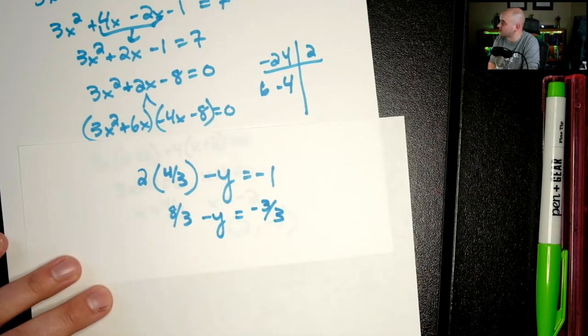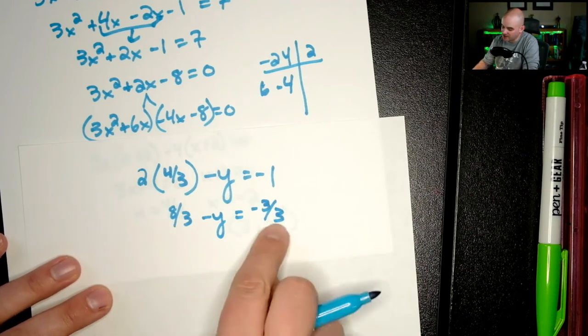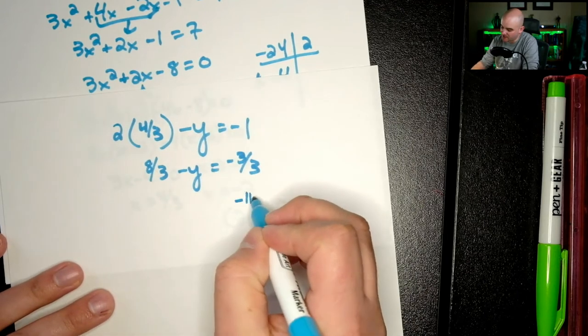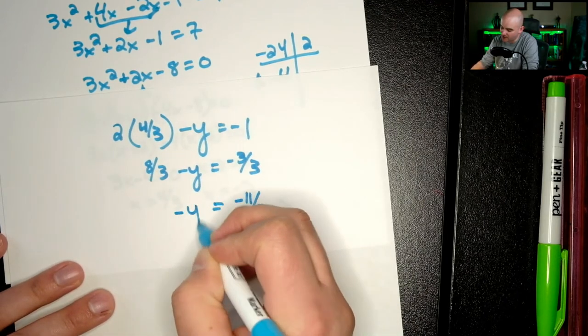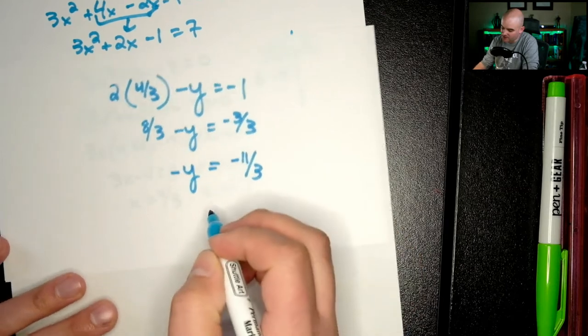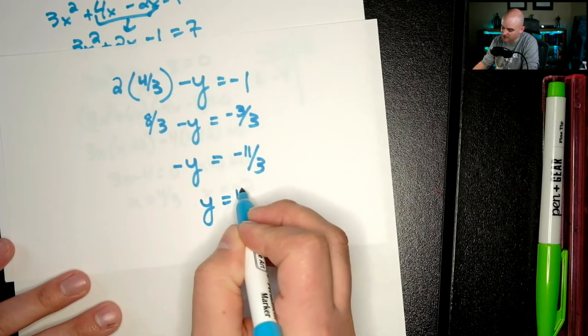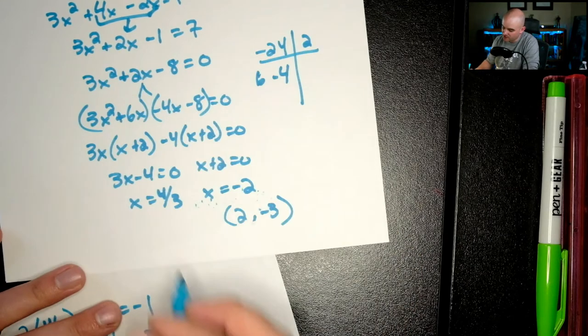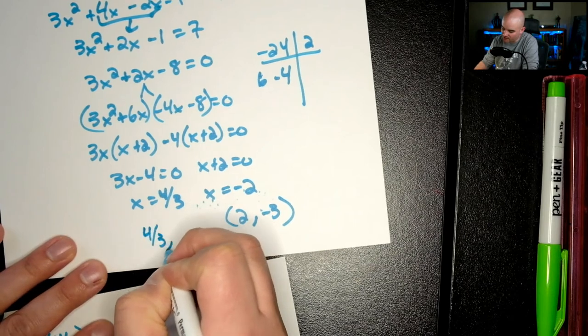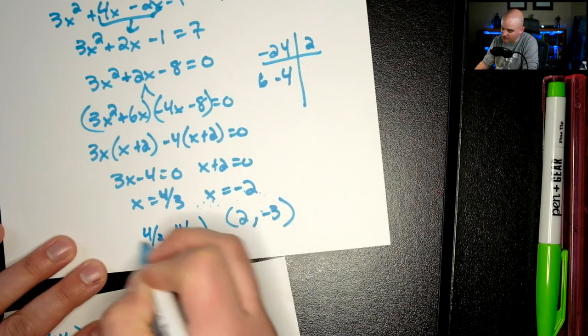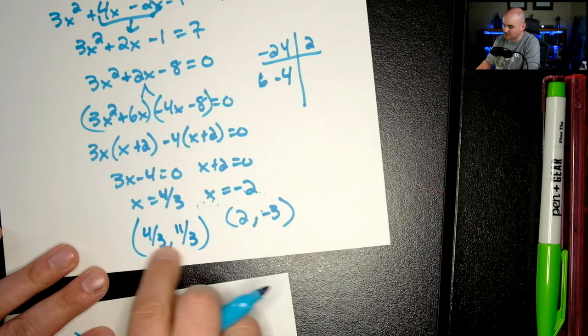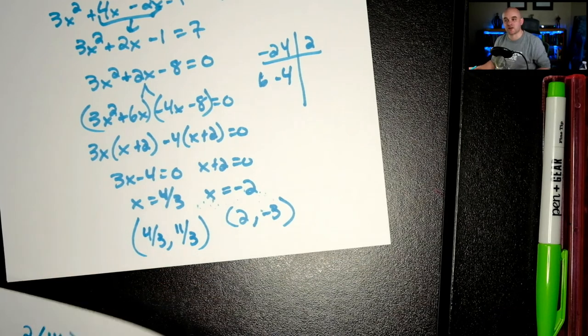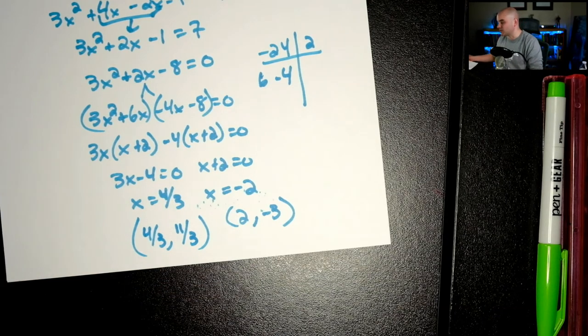That's the same thing as negative 1. And then subtract 8/3 from both sides. I get negative 11/3 is equal to negative y. And then divide both sides by negative 1. I get y equals 11/3. So when x equals 4/3, y equals 11/3. Now I know that seems strange because there's a lot of fractions. Nothing wrong with fractions. If you don't like that, some students feel kind of uncomfortable when they go to answer something and they get fractions.